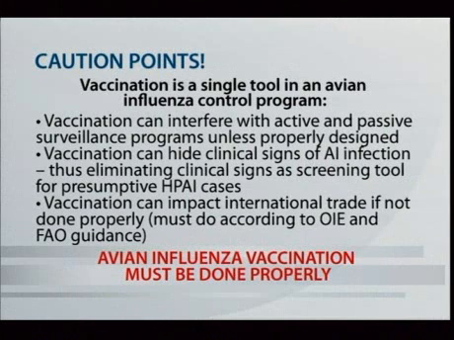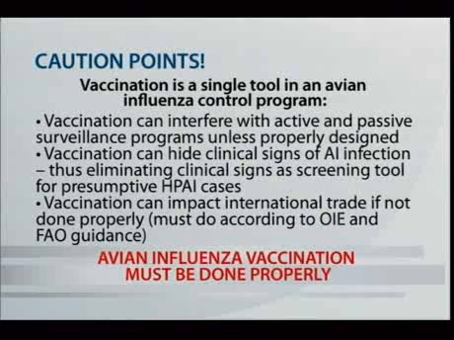Second, the vaccination, if used in the field, can hide clinical signs of avian influenza infection. For example, highly pathogenic avian influenza, which would normally cause high mortality in chickens. In vaccinated flocks, you can have infection, but without the high mortality. Therefore, this would eliminate clinical signs as a primary screening tool to identify presumptive highly pathogenic avian influenza cases for further diagnostic evaluation. And finally, vaccination can impact international trade if it's not done properly. And therefore, any time a vaccination program is under development, it should be done according to those guidelines developed and published by OIE and FAO to assure that the surveillance will adequately detect infection in vaccinated flocks.